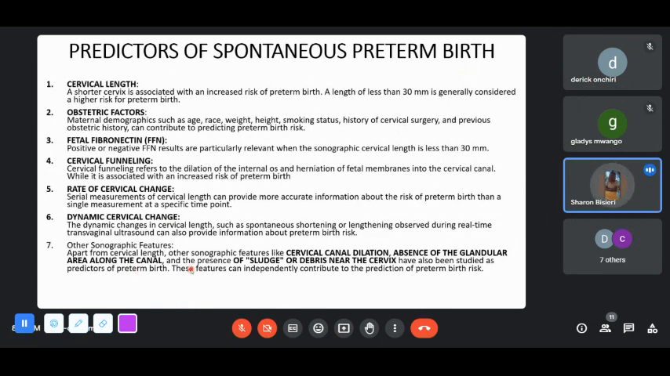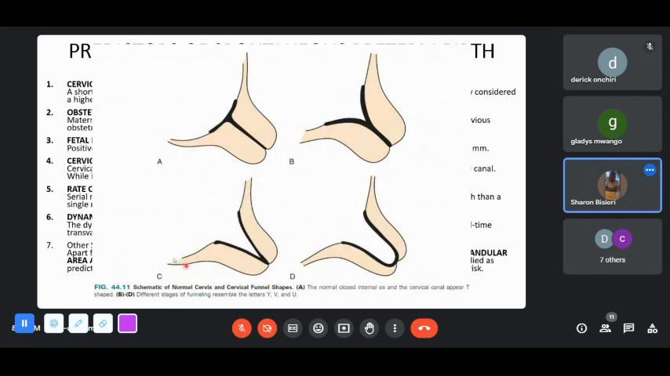Other sonographic factors include things such as cervical canal dilatation, absence of the glandular area along the canal, the glandular area which you've seen, or the presence of sludge or debris. Those are indicators that you probably have an infection or inflammation, and that can cause a functional defect in the cervix that can weaken it and can result in spontaneous preterm delivery. So this is a schematic.